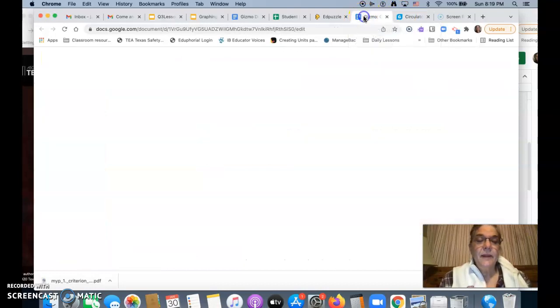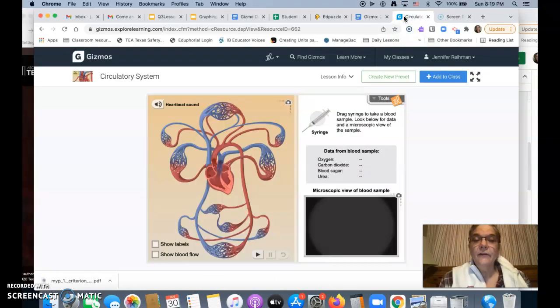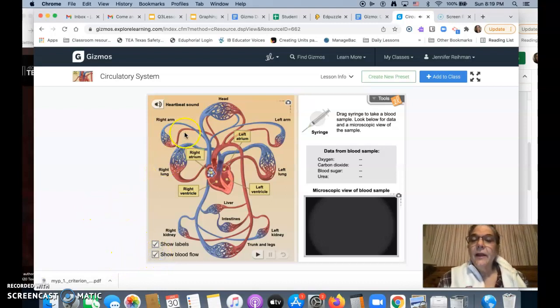All right, so you're going to get a piece of paper. It's going to look like this. It's going to give you the directions on what to do. The first thing says, log into Gizmo and go to the circulatory system. And here it is. You're going to tell it to show the labels, show the blood flow. I know this is weird. This says right arm, left arm. Those don't look anything like right arms and left arms. This is just a model that shows the circulatory system and its different parts. If you tell it to play, it will actually show how the blood moves through the body.